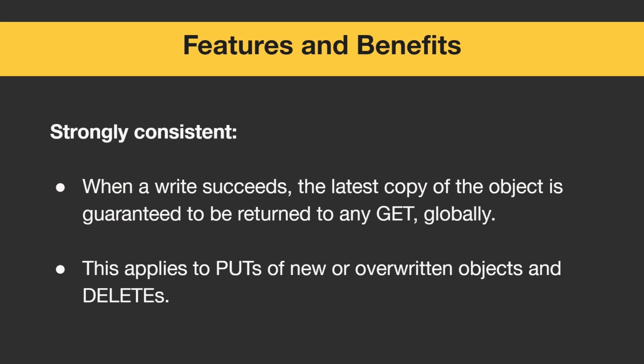Google Cloud Storage data is strongly consistent. When a write succeeds, the latest copy of the object is guaranteed to be returned to any get, meaning to download the data globally. This applies to puts for new and overwritten objects and deletes. So strongly consistent means whenever you delete or get anything, you will get it right away, and the same for upload or put data: you will get the data on Google Cloud Storage right away.